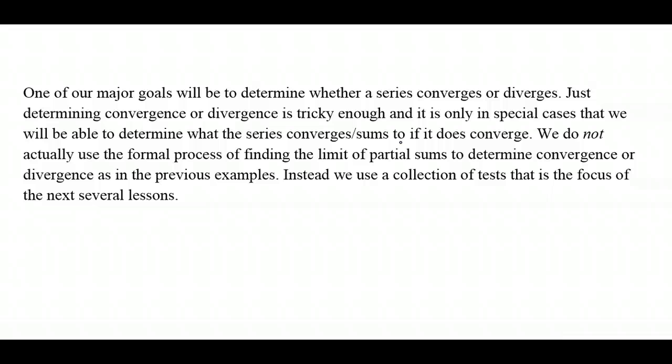So if in those last two examples you were thinking, well, this is kind of a lot of work, and we kind of just were hand-wavy about the fact that the first limit of partial sums got closer to 3 over 2, and the second limit of partial sums got closer to 1. Instead, we're actually going to use a collection of tests. And that's going to be the focus of the next several lessons, using these different tests to find convergence or divergence of an infinite series. But before we do that, we're going to take a look at one quick theorem.